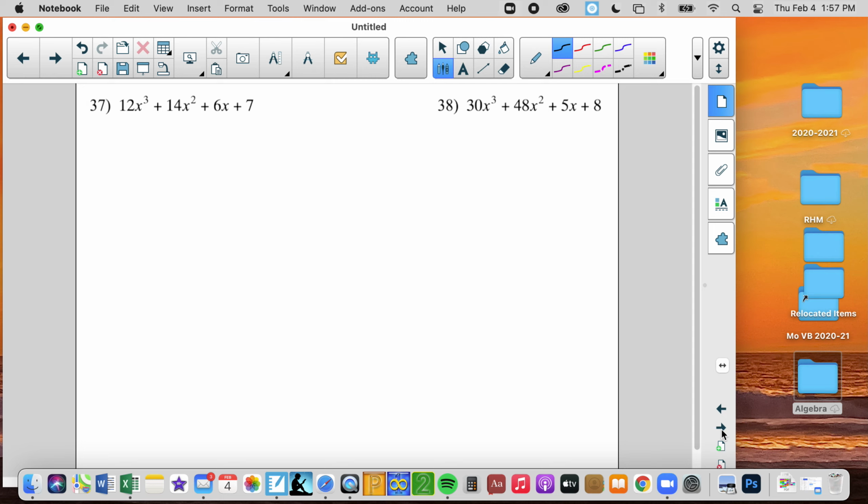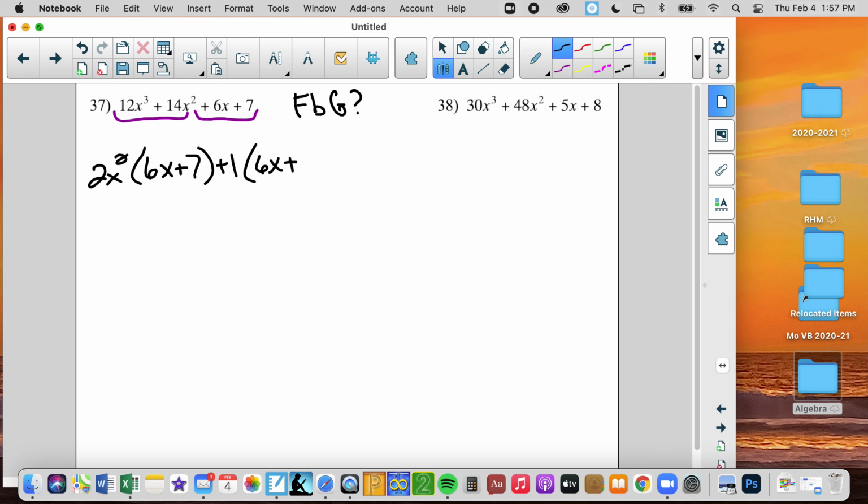All right, 4 terms. So when we see 4 terms, is it factor by grouping? We're going to group the 2. So I can factor out a 2x squared, which gives me 6x plus 7. These don't have a common factor, so I'm going to have to factor out a 1. And that gives me 6x plus 7. I did it right because what's in the parentheses is the same, and that leaves me with 2x squared plus 1. Neither of those can be factored any further, so this is my answer.